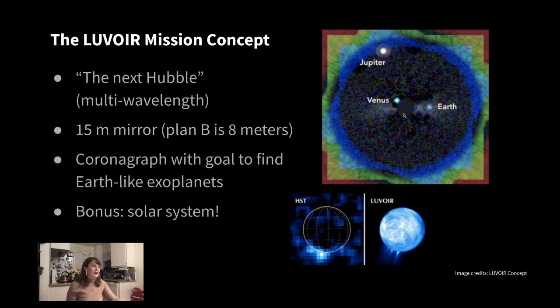And then it's also going to have a coronagraph with a goal to find Earth-like exoplanets. This is a simulated image of what our solar system would look like, seen from far away through LUVOIR. You'd be able to not only resolve Jupiter, but even Venus and Earth so close in. So this would be a really incredible mission if it's chosen and funded.